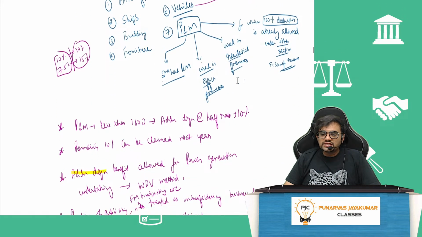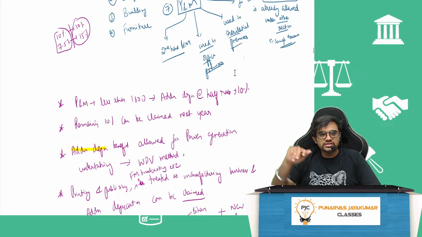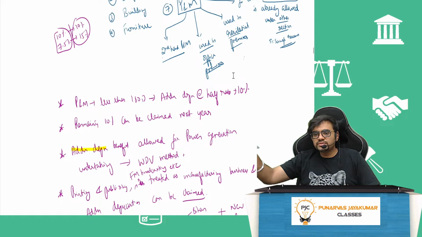So plant and machinery less than 180 days, additional depreciation also will be reduced from 20% to 10%. Can I claim the remaining 10% next year? Yes. So the new plant and machinery was purchased after 4th October. It is less than 180 days. So you will get additional depreciation 10%, and that normal depreciation 7.5%. Next year you can claim full depreciation 15%, and this extra unused additional depreciation 10%.